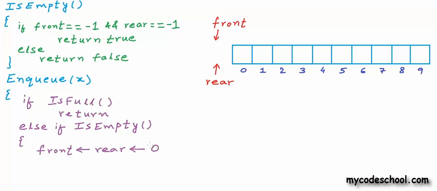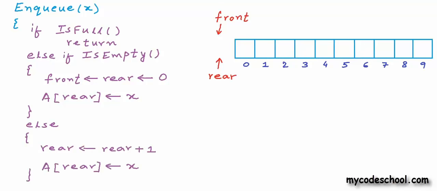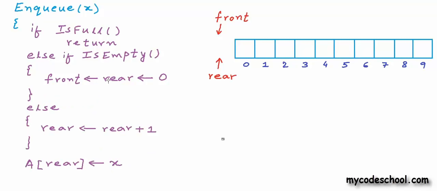We can add cell at index 0 in the queue. And now we can set the value at index rear as x. In all other cases, we can first increment rear, and then we can fill in value x at index rear. I can get the statement A[rear] = x outside these two conditional statements because it's common to them. So this is my enqueue function.